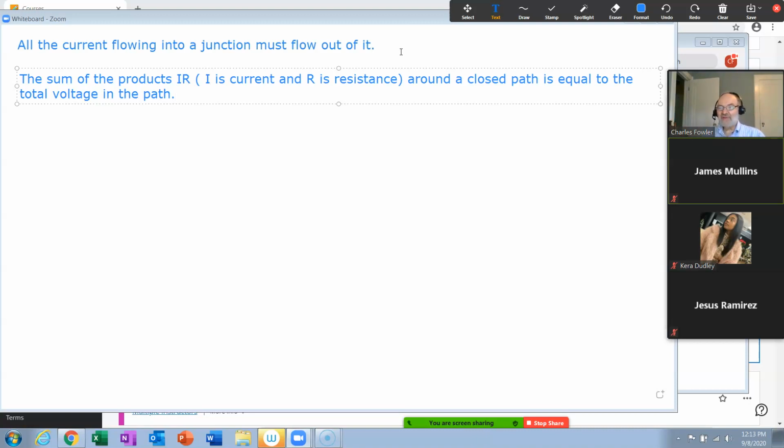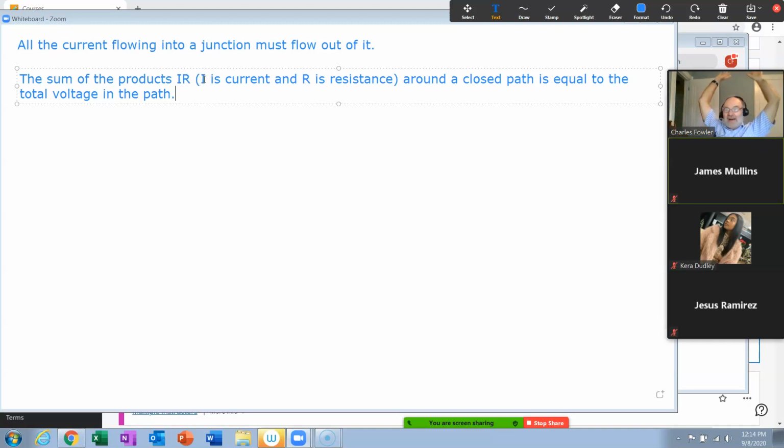Okay. Any path in an electrical circuit, your IR is a voltage drop. I is a current, R is a resistance. From Ohm's law, we know that's voltage. That's a voltage drop because that's the current flowing through a resistance, meeting the resistance. You have a voltage drop there, I times R. So the sum of all the voltage drops around a closed path has to equal the total voltage source in the path. Okay, so if you have a battery or some sort of power supply in the path, that's a positive voltage. All the drops are negative voltages, and the sum of all your voltage drops have to equal your voltage supply.